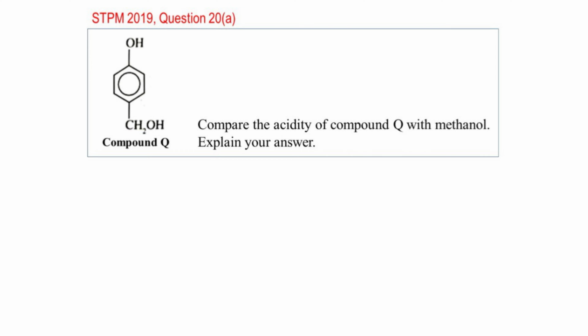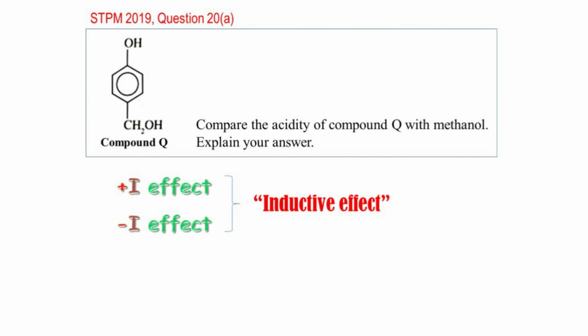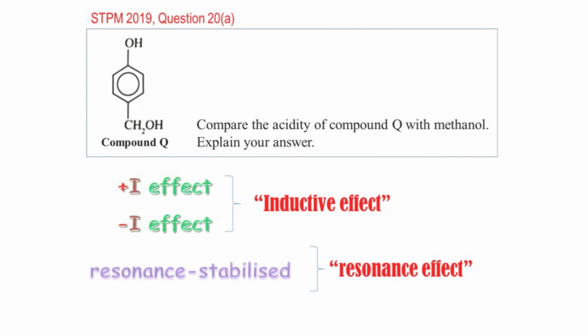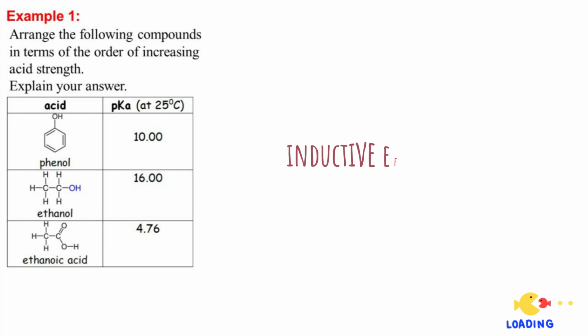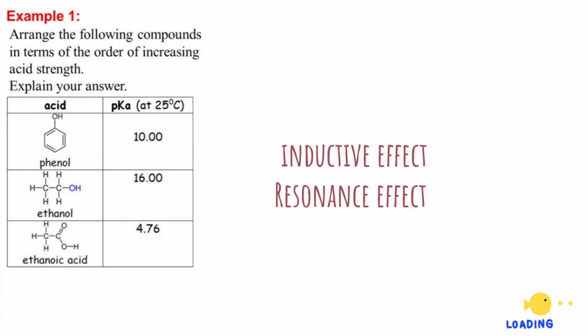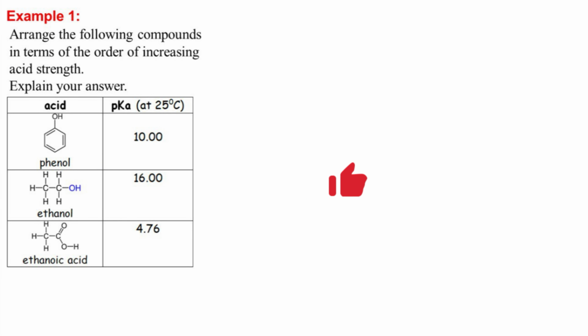This is an example of an STPM past year question. It is asking about the relative acidity of two compounds. In your answer, you need to explain the acidity of the compound with the factors of inductive effect and resonance effect. Therefore, you need to use the following keywords to write your answer. By using this example, let's discuss how we are going to use the concept of inductive effect and resonance effect to explain the acidity of the organic compound. Based on the pKa value, the relative acidity is as follows.